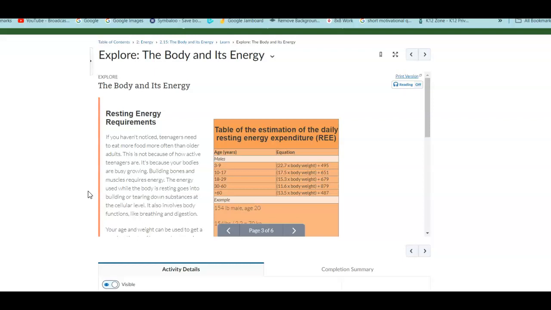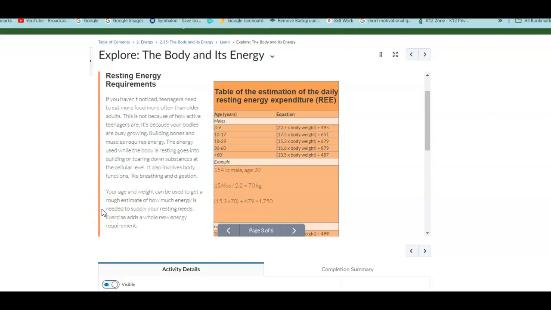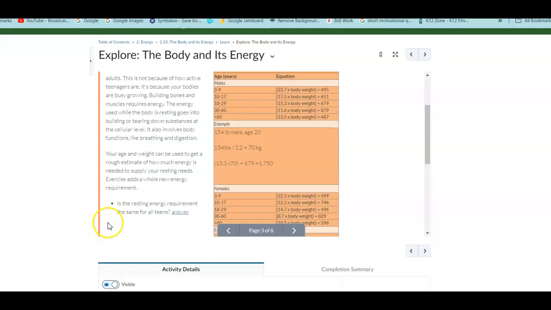The energy used while the body is resting goes into building or tearing down substances at the cellular level, and it also involves body functions like breathing and digestion. So your age and weight can be used to get a rough estimate of how much energy is needed to supply your resting needs. And then exercise adds a whole new energy requirement. So is the resting energy requirement the same for all teens?